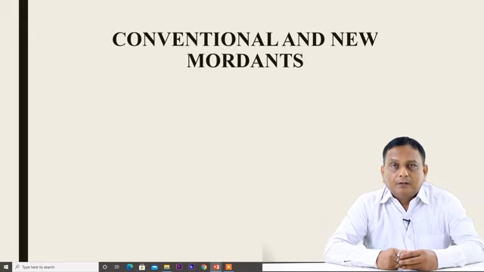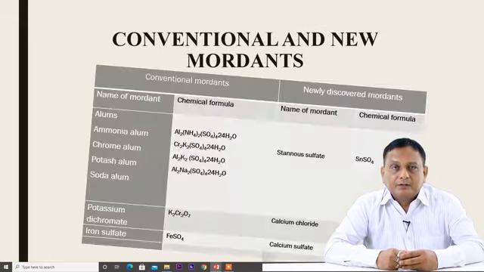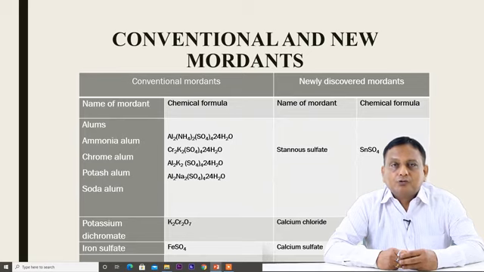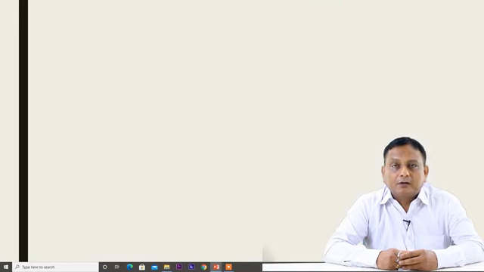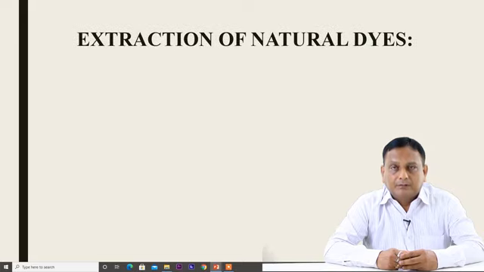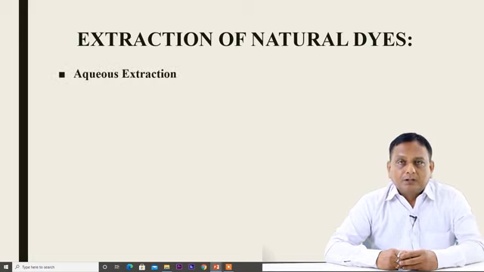Now if you see the conventional and the new mordants, we can easily classify them in two categories. Conventional mordants are alum, chrome alums, potash alums, potassium dichromate, iron sulfate. Then the newly discovered mordants, there are a lot of such mordants available: stannous chloride, calcium chloride, calcium sulfide. All this comes under this new category. There are a lot of natural mordants also available in this universe, and those natural mordants also can be used in this process.